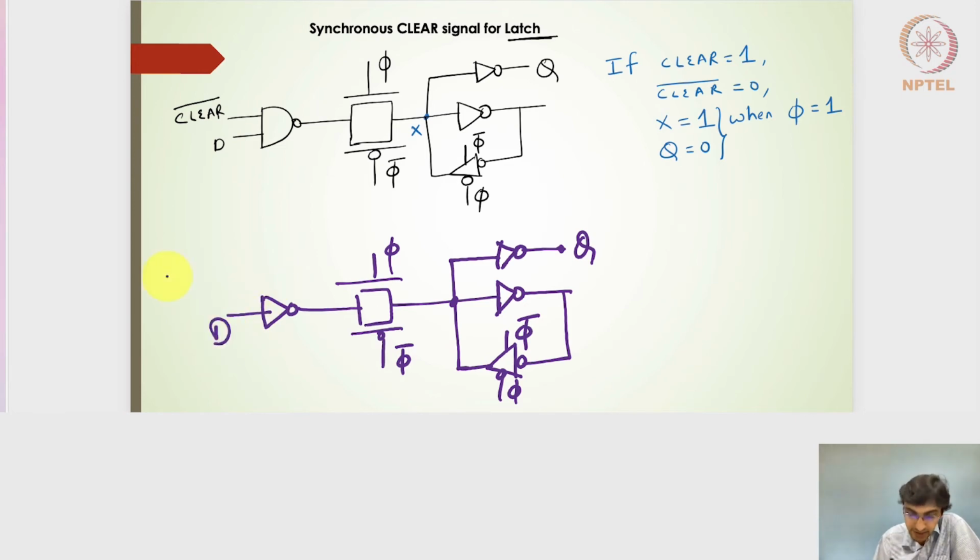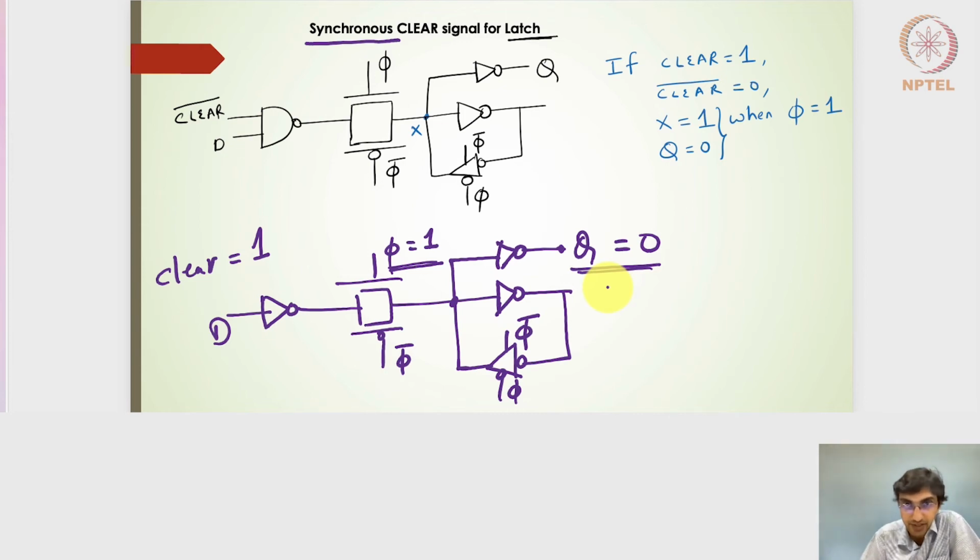But now if I want to introduce a clear signal, what it means is if the clear is 1, the output should be 0, right? And if it's a synchronous clear signal, what it really means is only when the clock is high, if the clear is pressed, at any time while the clock level is high, then we will get the output to be 0. When the clock is actually low, even if I press the clear signal continuously, we will not get the output to be 0. The output will be the previous state output. So that is what the synchronous clear signal means for this latch.